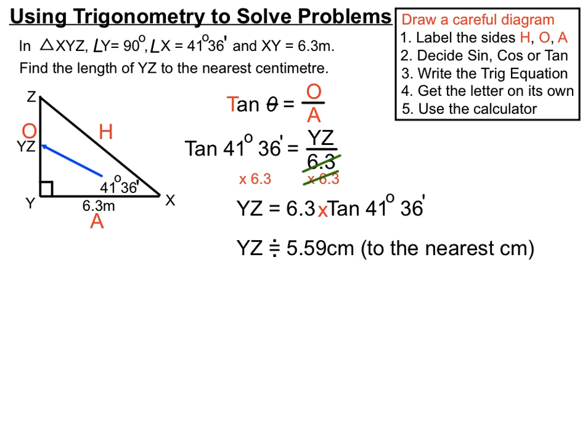Now if you're wondering how we enter 41 degrees 36 minutes, we use our degrees button in both cases. So we'll type into our calculator for that step, 6.3 multiply button, then tan, we'll press 41, then the degrees button, then 36, then the degrees button again, and then press equals. So that's how we enter 41 degrees 36 minutes. And we've got our final answer there, 5.59 centimeters, rounded off to the nearest centimeter.